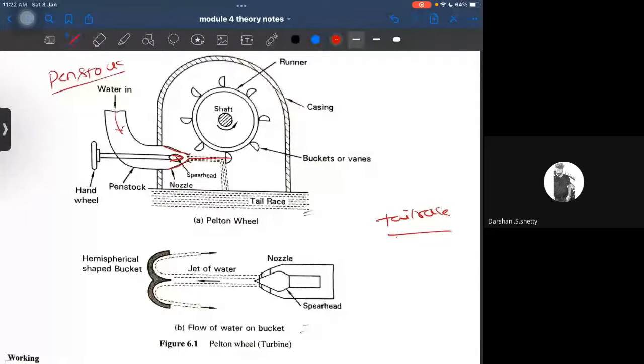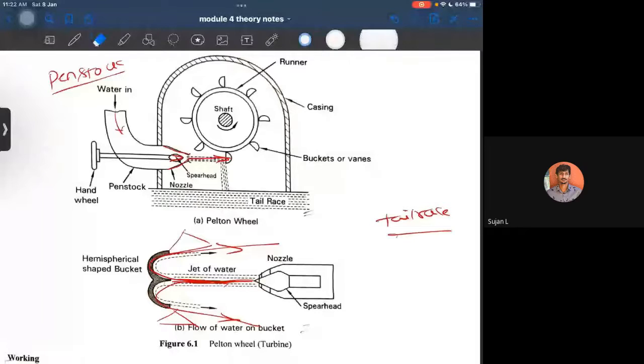Okay, so once the water is striking the buckets, it will be deflected on both the sides of the spherical shaped bucket. So one side is like this and another side is like this. So you'll be getting two velocity triangles at two exits and one velocity triangle at the inlet because it is going two ways. Understand? Yes, sir. So that is how it is.